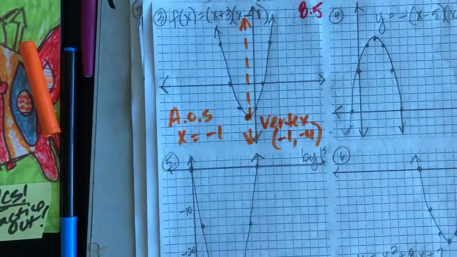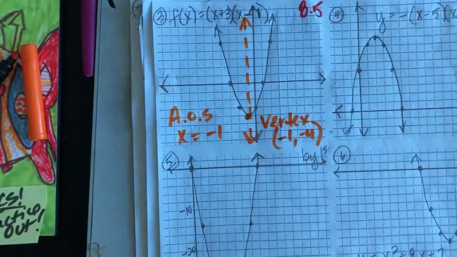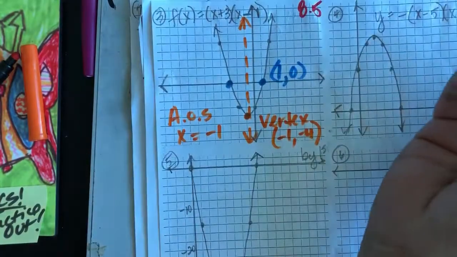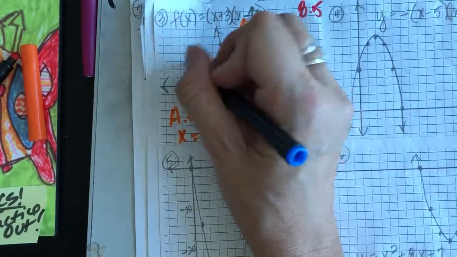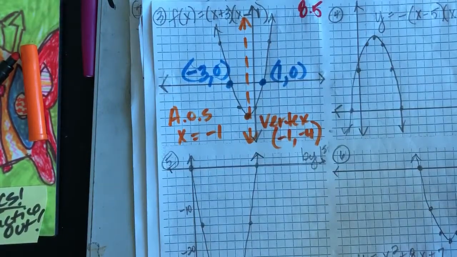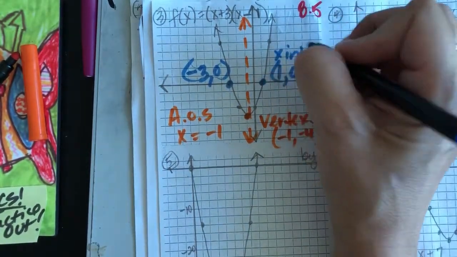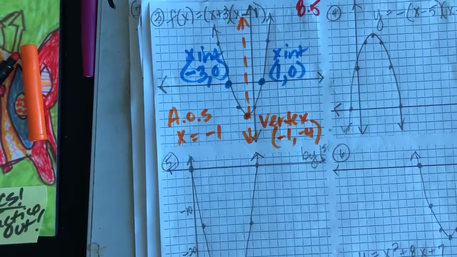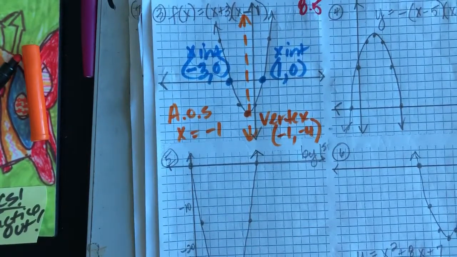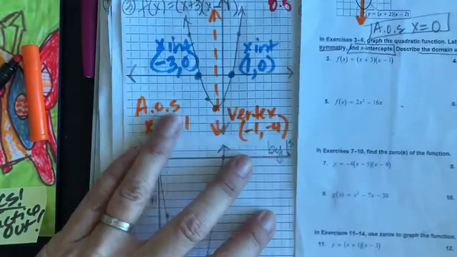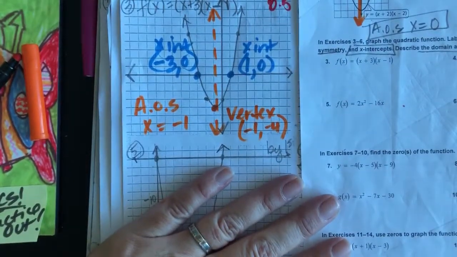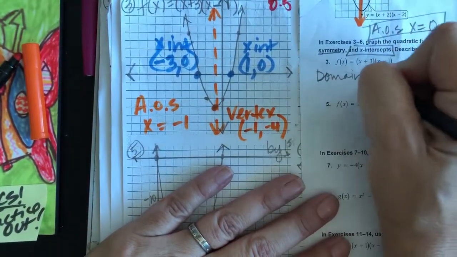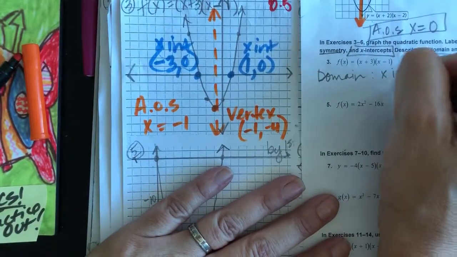What else did it want? X-intercepts. X-intercepts are sitting here, (1, 0) and (-3, 0). Those are my x-ints. Now, domain and range. The domain of this function, there's not any reason for us to believe that we can't put any value for x in. There's no reason to believe that we can't put anything in for x. So our domain is going to be x is all reals. X is all real numbers.